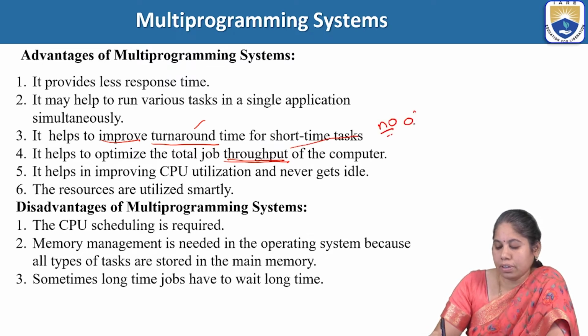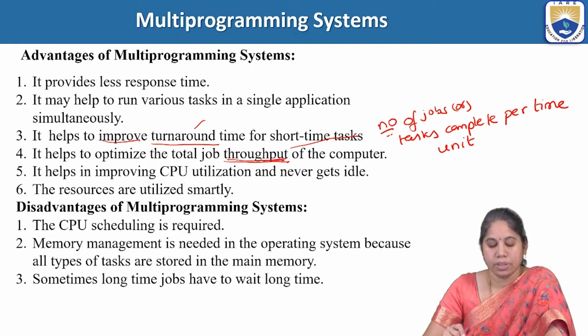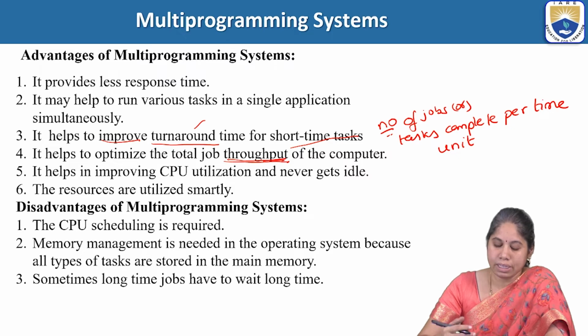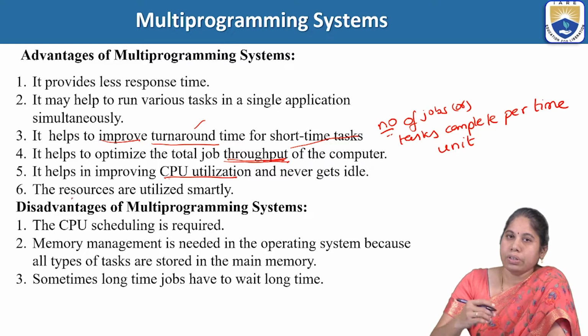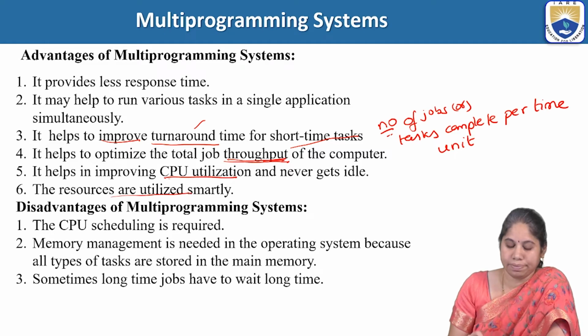Number of jobs or tasks completed per time unit is nothing but throughput. It also helps in improving CPU utilization, because obviously if you are able to process, execute, and complete more jobs, it means you are able to improve CPU utilization and it never gets idle. So what have you achieved with this? The resources are utilized smartly.